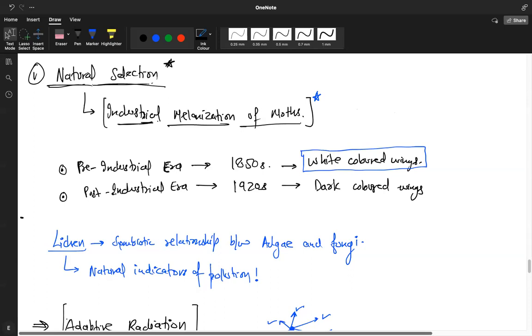So you can say that dark-colored winged moths can easily camouflage, right? But why are white-colored winged moths dying? Just because they cannot camouflage? What was happening to them? They were predated. Exactly. So the selection pressure here was predation, predation by birds. Whenever you have to think what a selection pressure is, think which factor the organism wants to evade in order to survive. So here the selection pressure was predation.